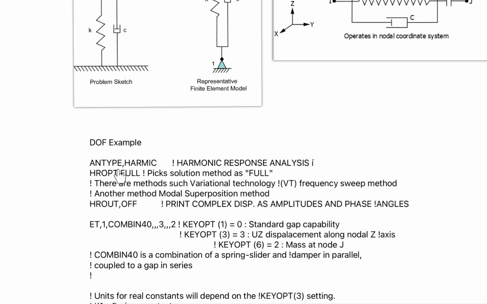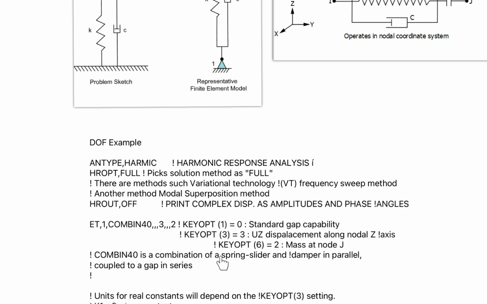What I'm going to define over here is that I'm telling ANSYS we are doing a harmonic response analysis, and there are multiple methods to solve a harmonic response analysis. Here I'm using the full method. Then here I'm defining this particular element. COMBIN40 is the element, and I'm telling ANSYS that it's an in-plane element, so the whole spring element lies in one single plane.